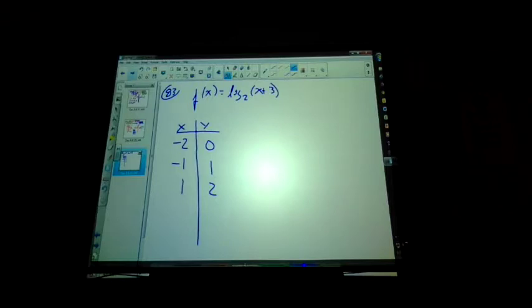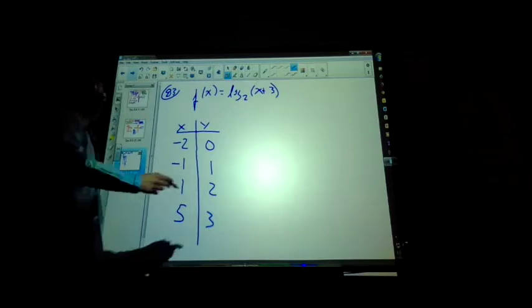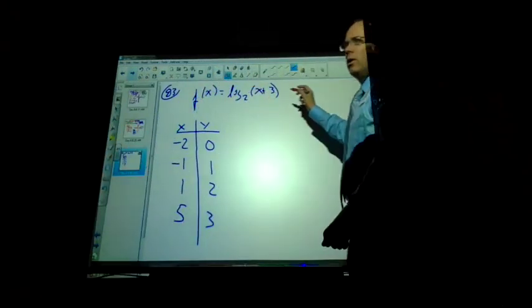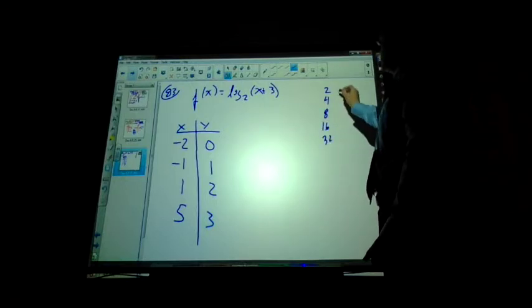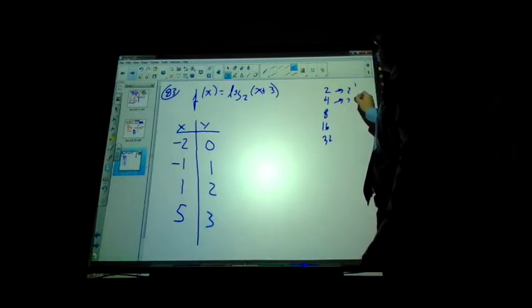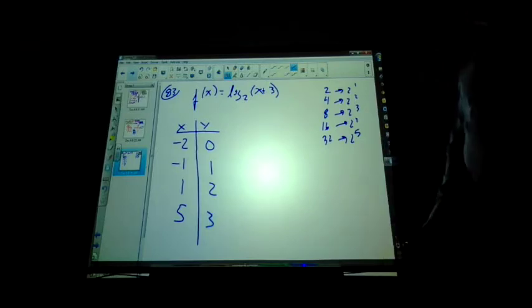See if we can plug something in. Can I plug 5? Oh, I like it. 5 gives me 8 inside. 8 is what in base 2? 2 to the third, so my answer here is going to be 3. Okay, so base 2 is 2, 4, 8, 16, 32. So this is 2 to the first, 2 to the second, 2 to the third, 2 to the fourth, 2 to the fifth. So that's what we were aiming towards on that.